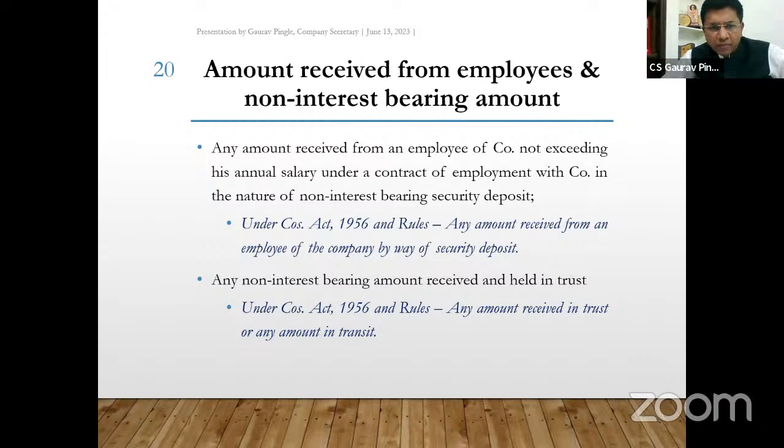You can check the form. The amount is to be shown as on 31st March, even if it is unaudited. Yes, it is unaudited, I understand, but there should be some confirmation from the auditor that this is the amount. He may not audit it.